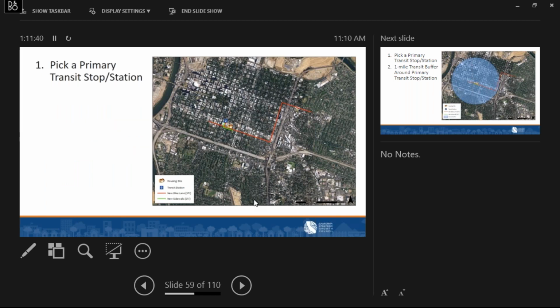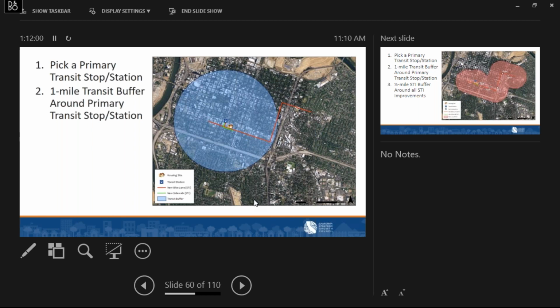So to begin with, in drawing your project area, you'll put both your affordable housing development and your qualifying transit station stop on the map. You can see that blue rail symbol is our qualifying transit stop. That qualifying transit stop will then create a 1 mile buffer around the area. So that's our initial project area. You can also see STI improvements being new bike lanes in red and new sidewalk in green.